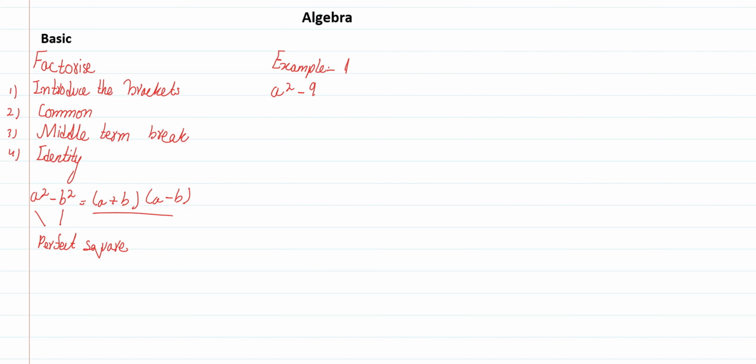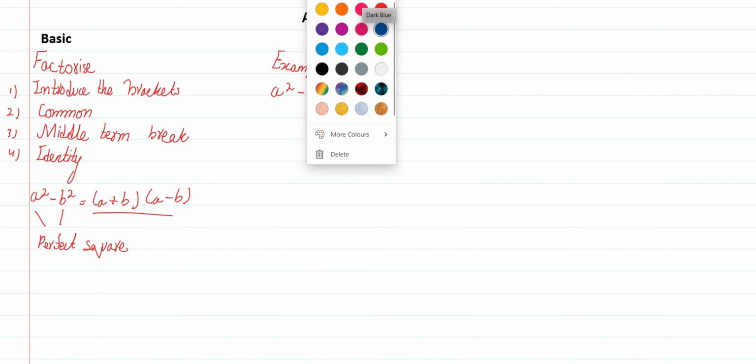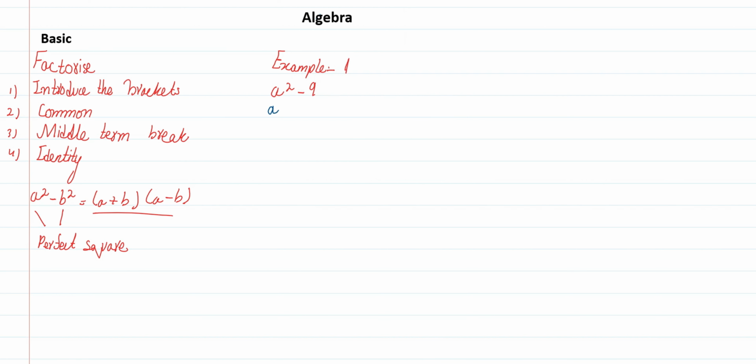Look, a square and 9. These two are what? Perfect squares? Yes, because 9 is a perfect square, because 3 times 3 is 9. So you can also write this as a square minus 3 square. Now look, these two become perfect squares. Now you have to use this identity: a square minus b square is equal to a plus b and a minus b. So your identity becomes like this.